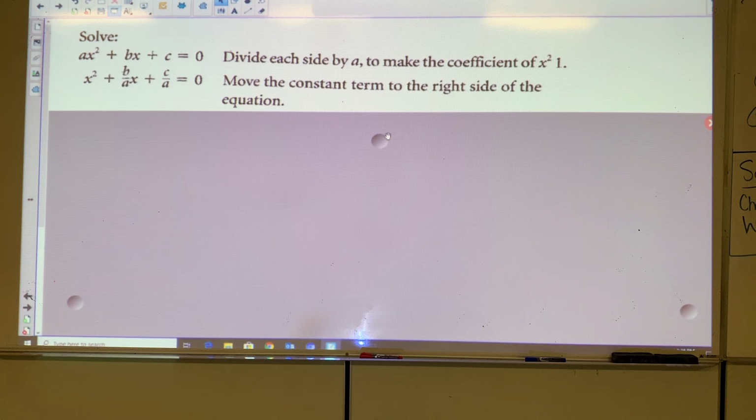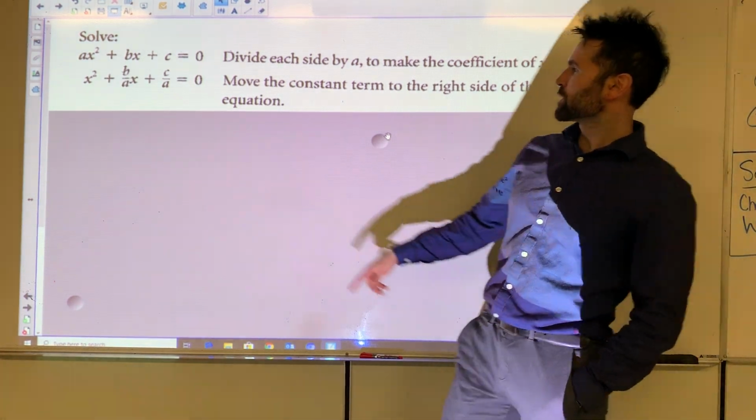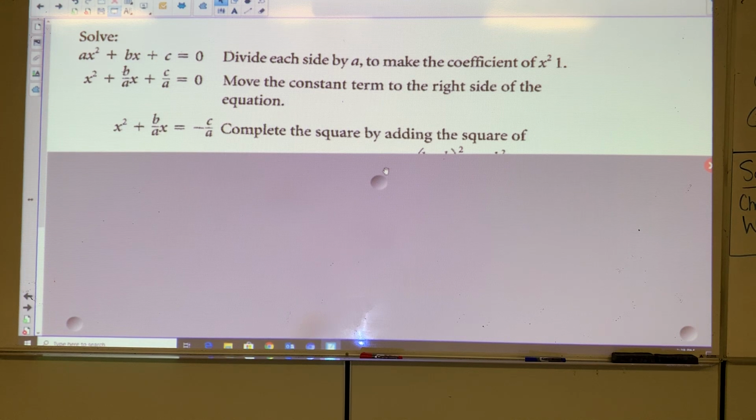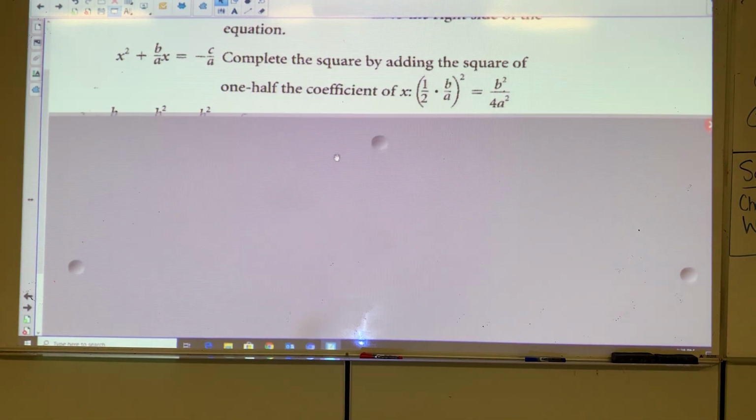Well, there it is. So now you have b over a plus c over a, and you just have the x squared term. Now you're going to move the constant term to the other side. We're just trying to solve for x, so we're trying to isolate it. So we move that over there so it gets a negative. And then we complete the square, because we're not going to be able to factor this very easily.